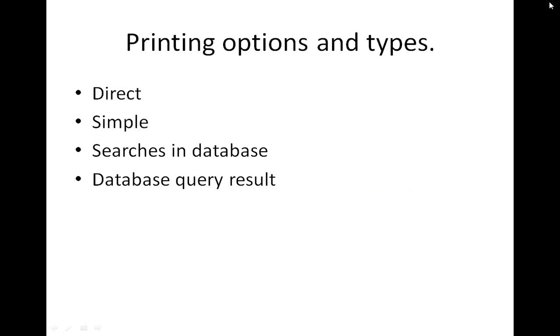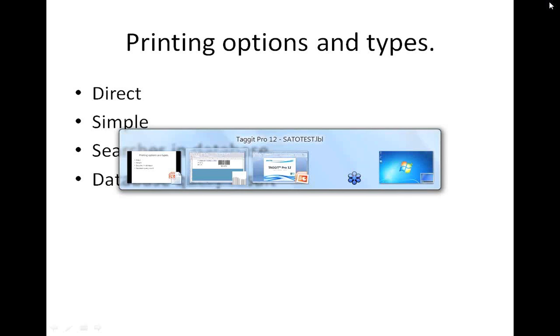Okay, so now I'm going to go over printing options and types. When you go to print your label, you're going to have 4 different options. You have direct, you have simple, you have searches in database, and database query result. The direct is simply the one where we installed your driver, where we uncheck direct access, is pretty much the same thing. So if you select direct, as soon as you hit direct, it's going to just send it to the printer to print, and it's only going to print the one. You don't get a choice to select what you want to print as far as how many.